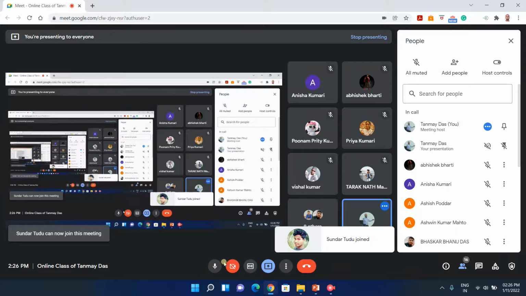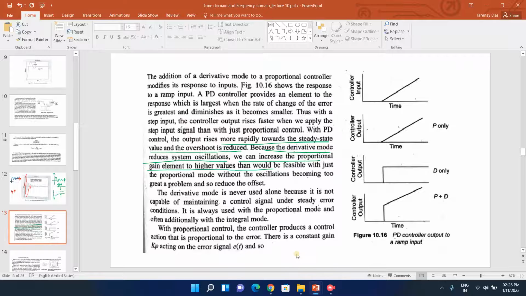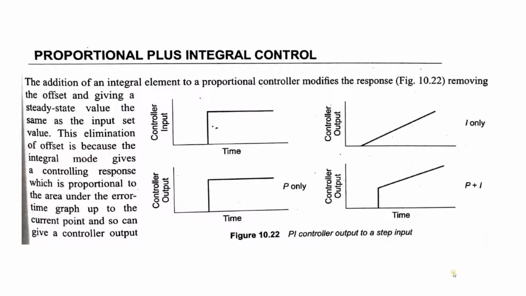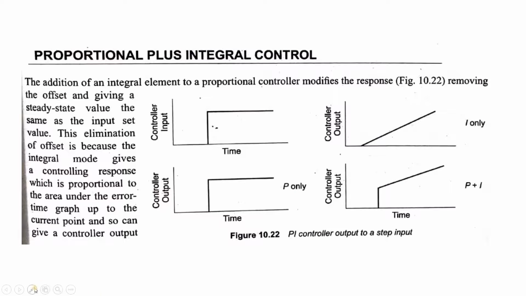Now coming to the PI controller, that is proportional and integral controller. So proportional plus integral. What it does is help in reducing the offset. It acts in such a way that it integrates the error. It generates a signal which is proportional to the integration of the error. The addition of an integral element to a proportional controller modifies the response, removing the offset and giving a steady state value the same as the input set value. That means it minimizes the offset.